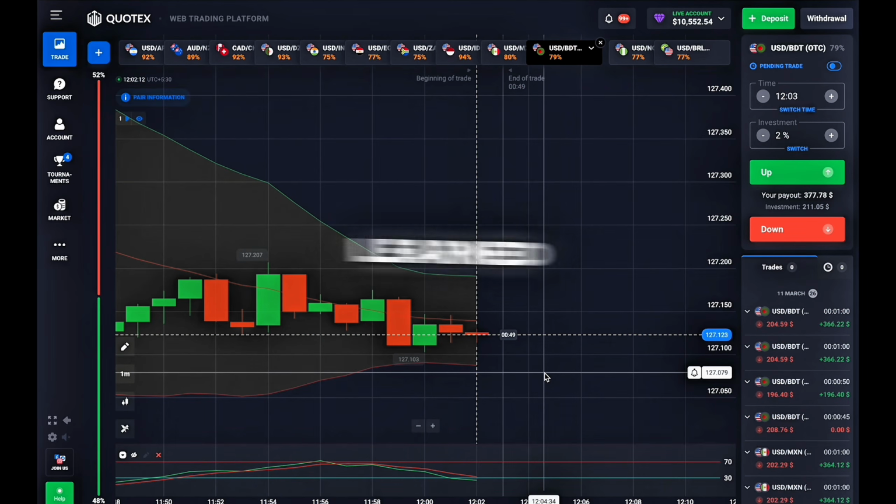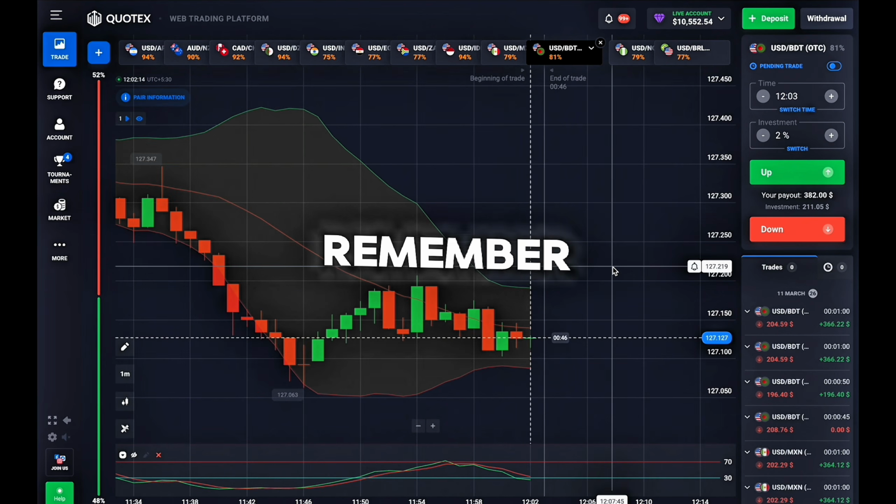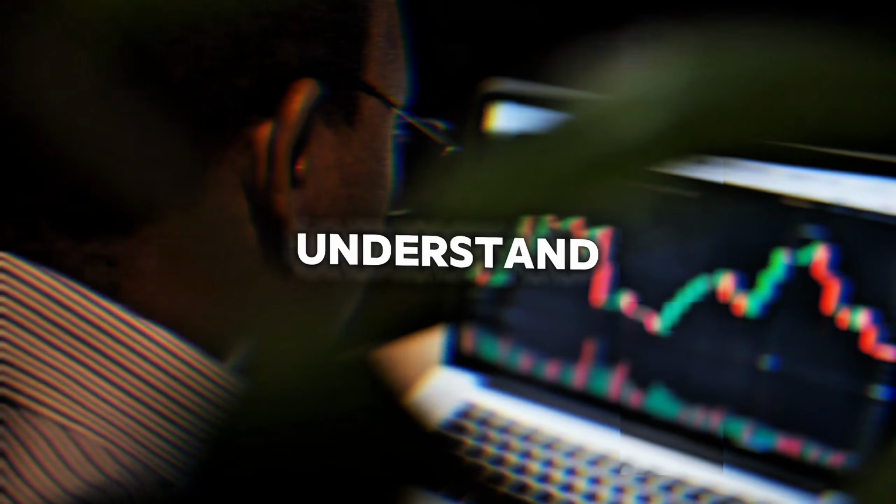Alright traders, I hope you learned something valuable from this strategy, but remember, watching is not enough. You need to practice this strategy on your demo and understand the setup and train your eyes to spot these opportunities.